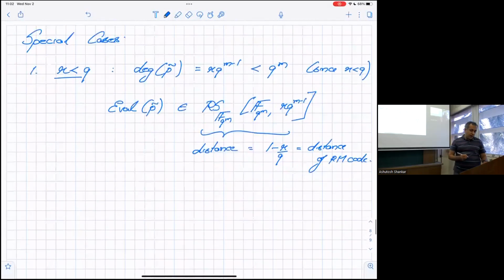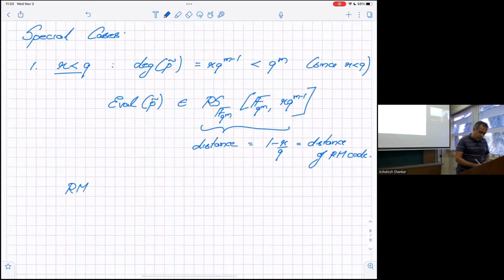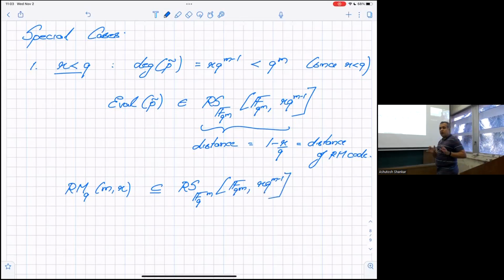We started off. So what have we done here? I have shown that, for this case, RM(q, m, r) is a subset of RS(F_{q^m}, q^m - 1). That is, every Reed-Muller code word is actually also a Reed-Solomon code word in this setting. It is just some subset of a Reed-Solomon code word that happens to be Reed-Muller. So it is a certain special class of subset of code which happens to evaluate to the base field at all points.